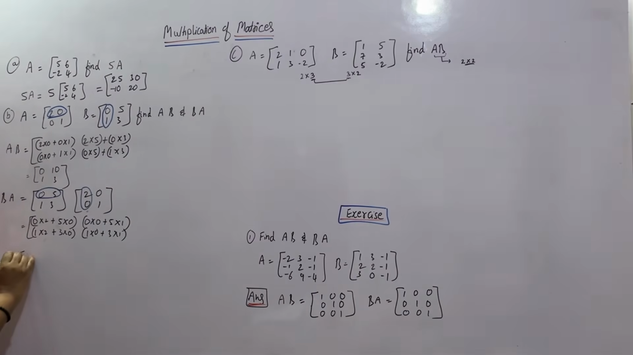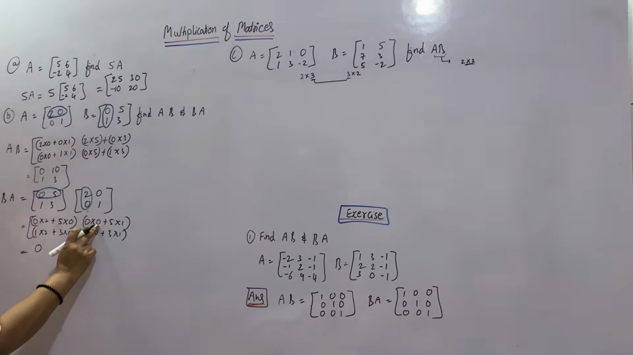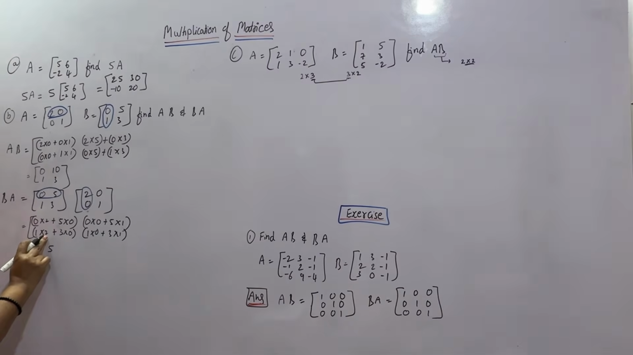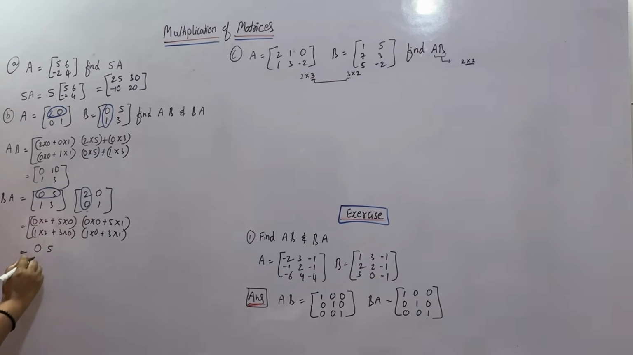Now, if we do the final calculation, this is 0, this is also 0, so it is 0 only. Next one, this is 0 and this is 5, so it is 5. Here it is 2, but this is 0, so you will get 2. Next, this is 0 and 3.